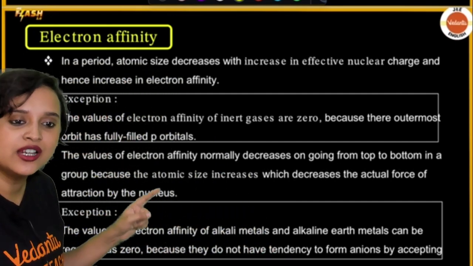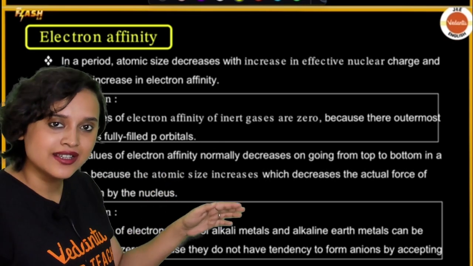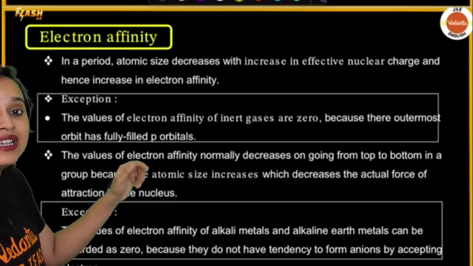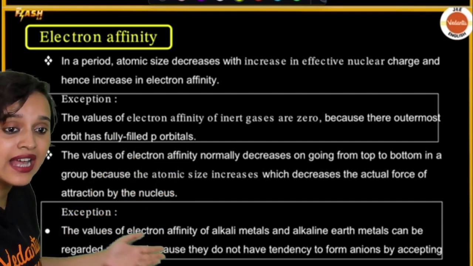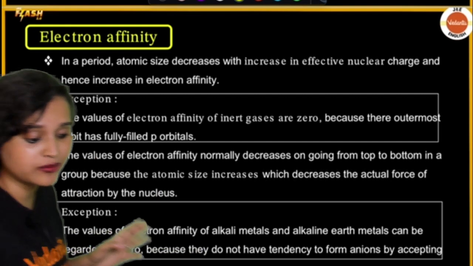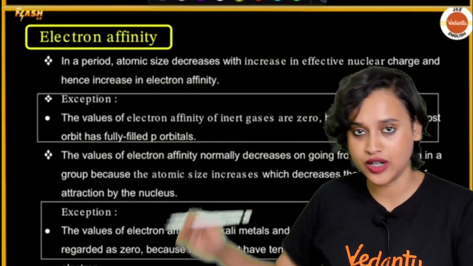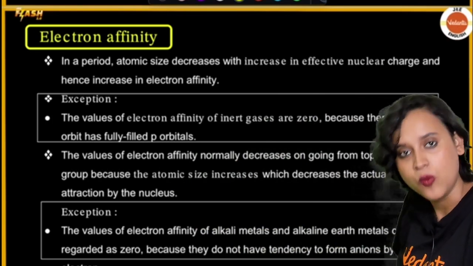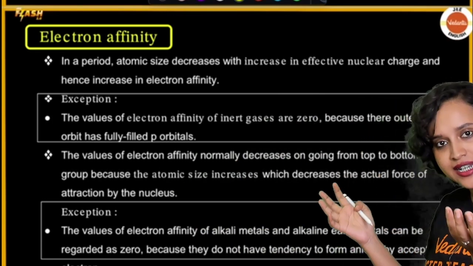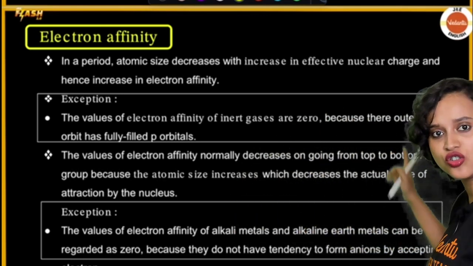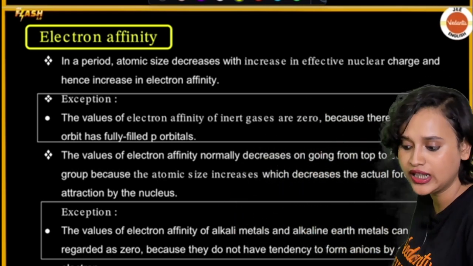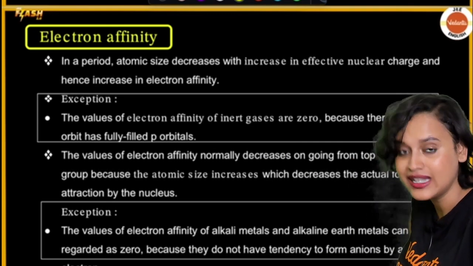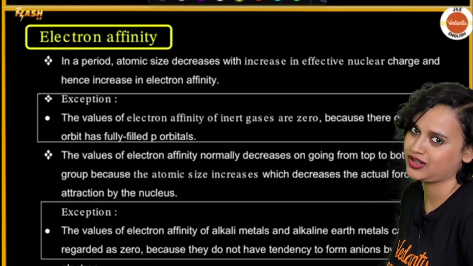Now, the values of electron affinity normally decrease when you're going from top to bottom in a group because the atomic size increases, which decreases the actual force of attraction by the nucleus. Are you getting my point? What are they saying? They're saying that the value of electron affinity normally decreases as you go from top to bottom in a group. Why? Because the atomic size is increasing. If the size increases, the nucleus is not so close to the electron. The nucleus will not be able to pull in the electron. So the actual force of attraction by the nucleus is less. That is why. But exception is obviously there.